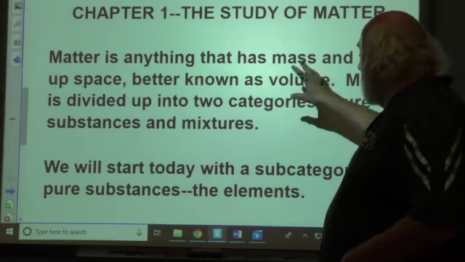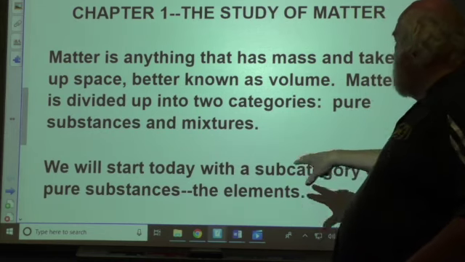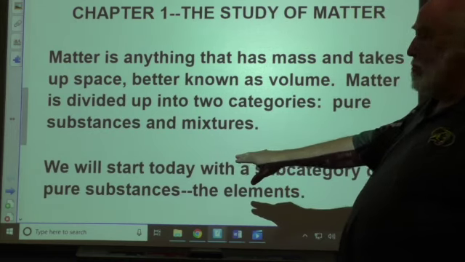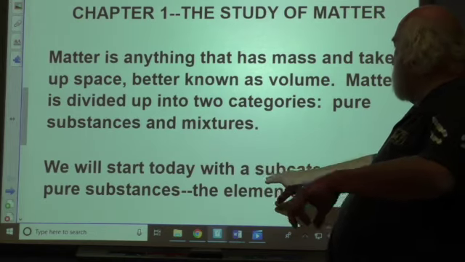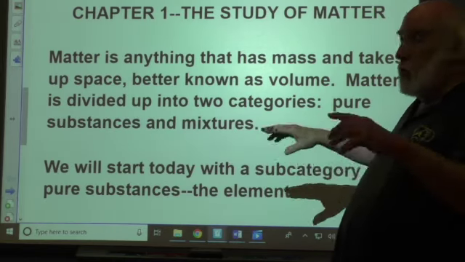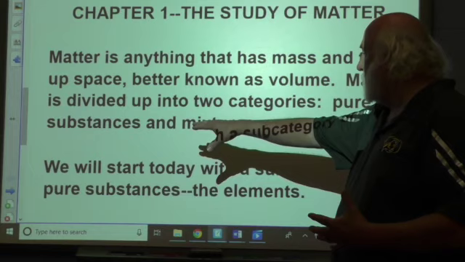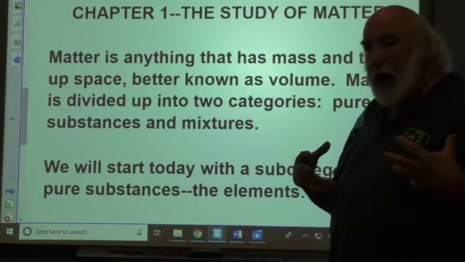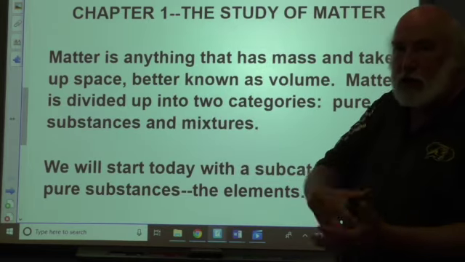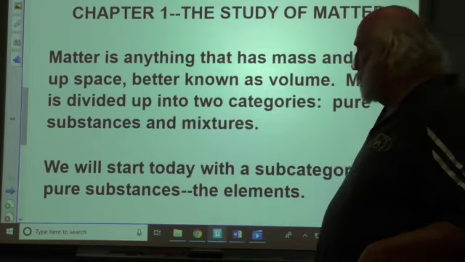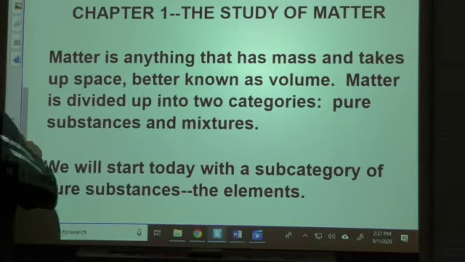So, we're going to talk about the pure substances subcategory, elements. Now we have 2 categories, like I said, pure substances and mixtures, and then subcategories, meaning that they are categories of the categories. Okay?